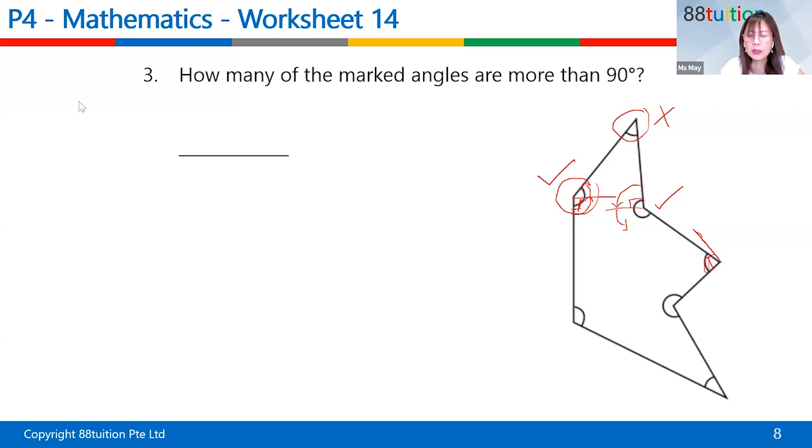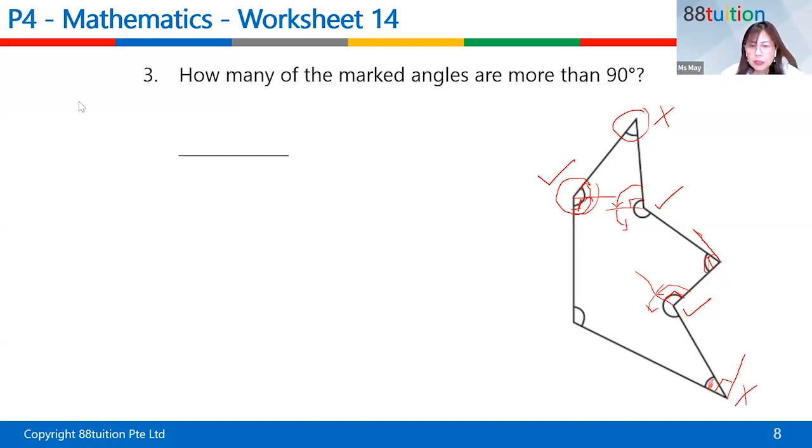Is this angle 90 or more than 90? It is definitely more than 90. This angle is 90 degrees. So this one from here to here is 90. From up beyond that point is more than 90. So this is also more than 90. Okay, this is less than 90. This is your 90. So here is less than 90. So this is less than 90.